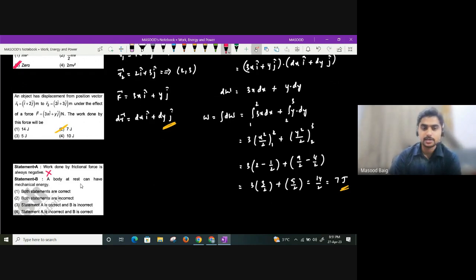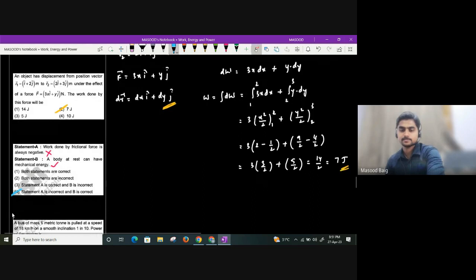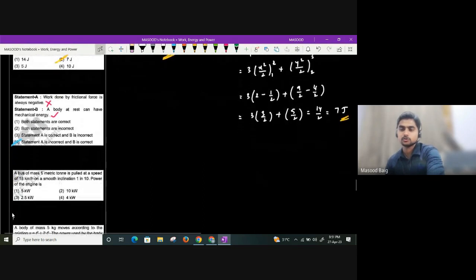A body at rest can have mechanical energy, it seems. Kinetic energy will not be there. There is a possibility that potential energy may be there, guys. So first statement is wrong and second statement will be correct, guys. So statement A is incorrect and B is correct statement. Clear, everyone?